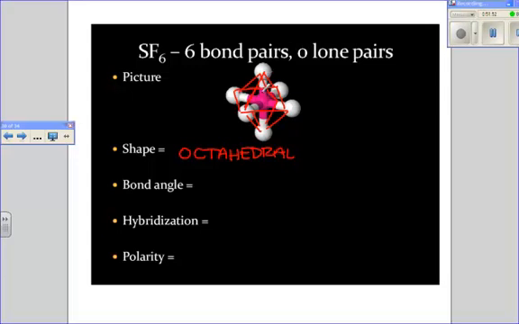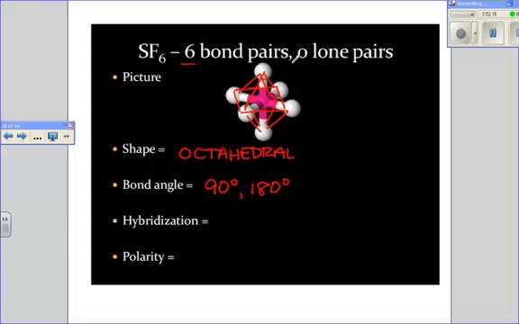Bond angle-wise, I've got the ones between the tops and the base. Those are always 90 degrees. Now in the middle, I've got this square. Squares also are 90 degrees, so I have a lot of 90-degree angles, but no new bond angle. And then tops and bottoms and outsides are 180s.